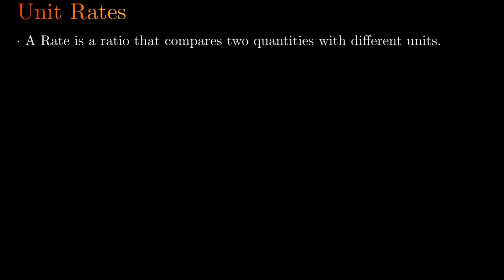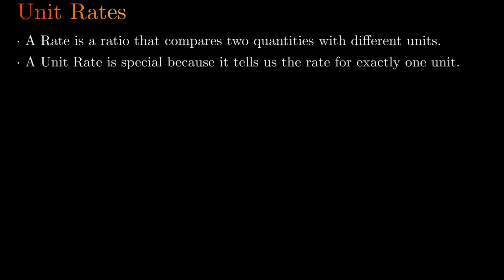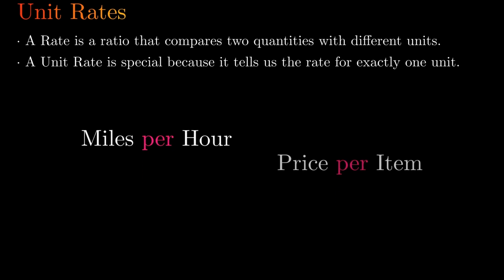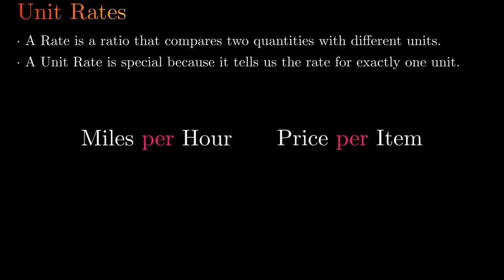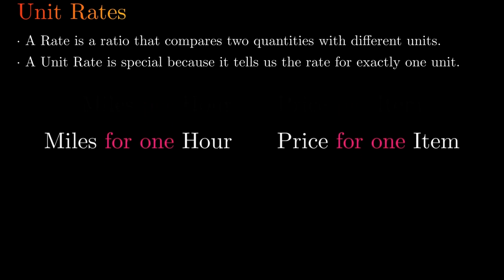Next, let's level up to unit rates. A rate is a ratio that compares two quantities with different units, like miles and hours or dollars and pounds. A unit rate is special because it tells us the rate for exactly one unit. Think of the word per, like miles per hour, or price per item. Per basically means for one. Let's look at 2 scenarios where this is super useful.